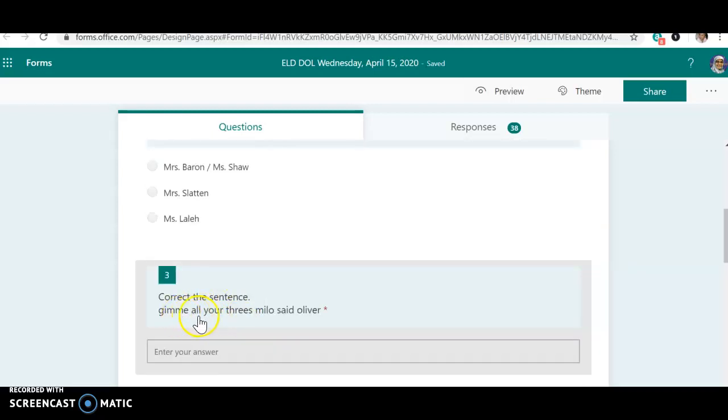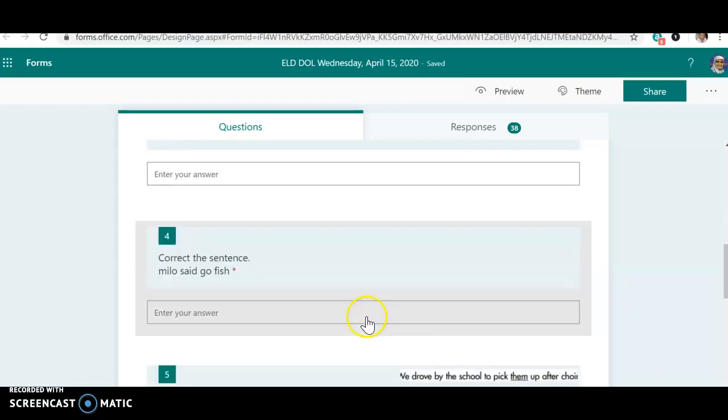Correct the sentence again. Give me all your trees, Milo, said Oliver. Because this is a quote from Oliver, we put a quotation mark, capital G, give me all your trees, capital M-I for Milo, period, quotation mark closed, said Oliver, period. Milo said, go fish. Capital M, said, comma, quotation mark opens, capital G, fish, period, quotation mark closes.